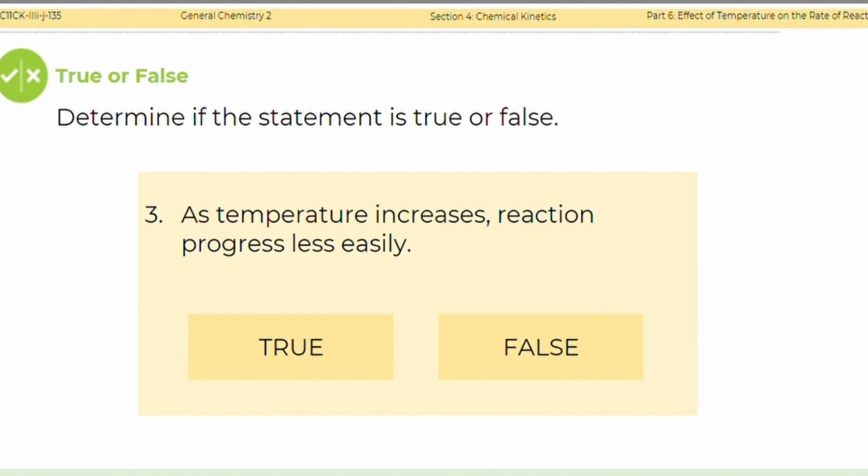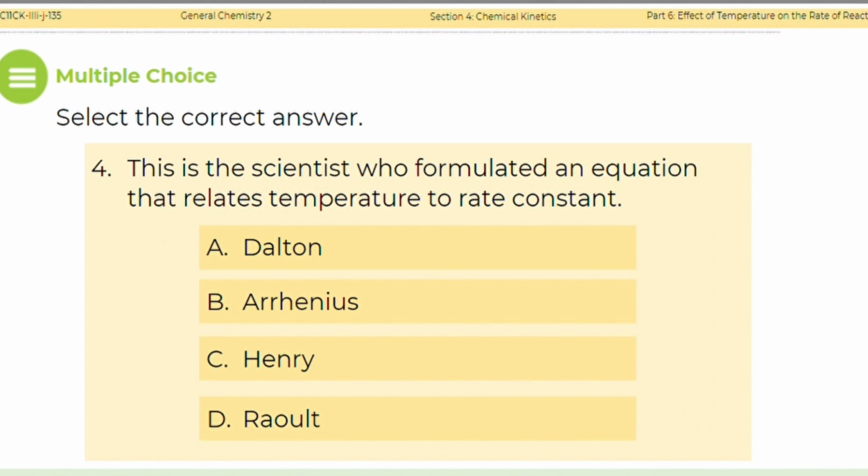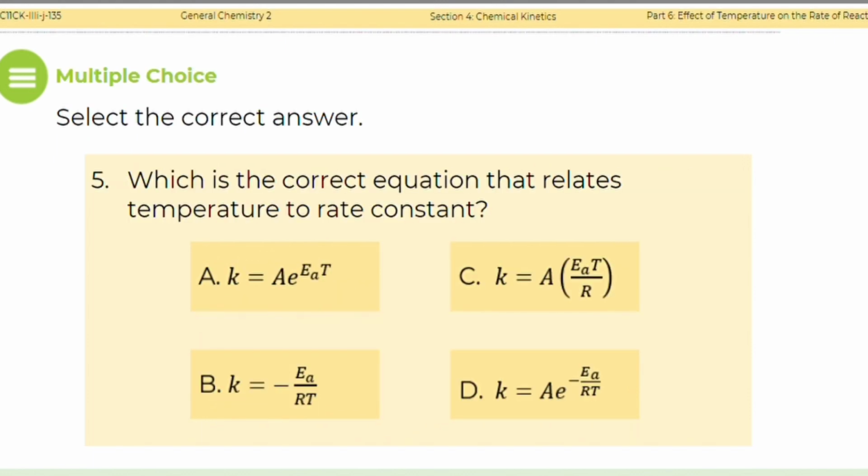Determine if the statement is true or false. Number 3. As temperature increases, reaction progresses less easily. Number 4. This is the scientist who formulated an equation that relates temperature to rate constant. Select the correct answer. Number 5. Which is the correct equation that relates temperature to rate constant? Select the correct answer.